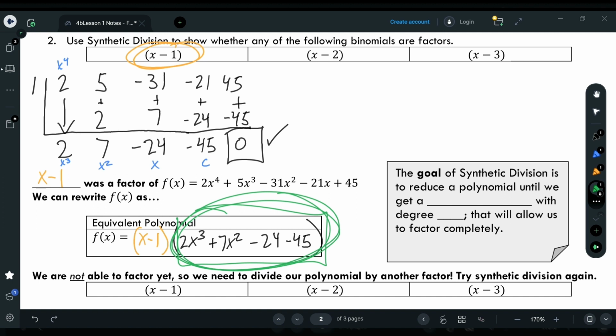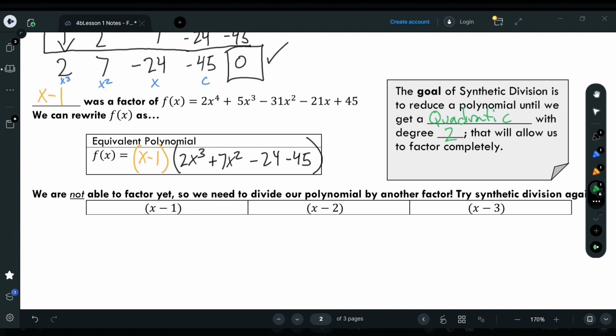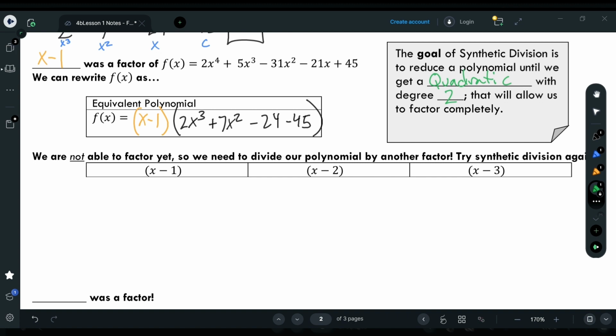Okay, and over here, this is just kind of a note for you here. The goal of synthetic division is to reduce a polynomial until we get a quadratic, which is a degree 2. And then once we have a quadratic, then we can check and see if our bottoms up method or our diamond method will work to factor that. Okay, so we're going to check some more here, using synthetic division and using this guy. So let's go ahead and try this.